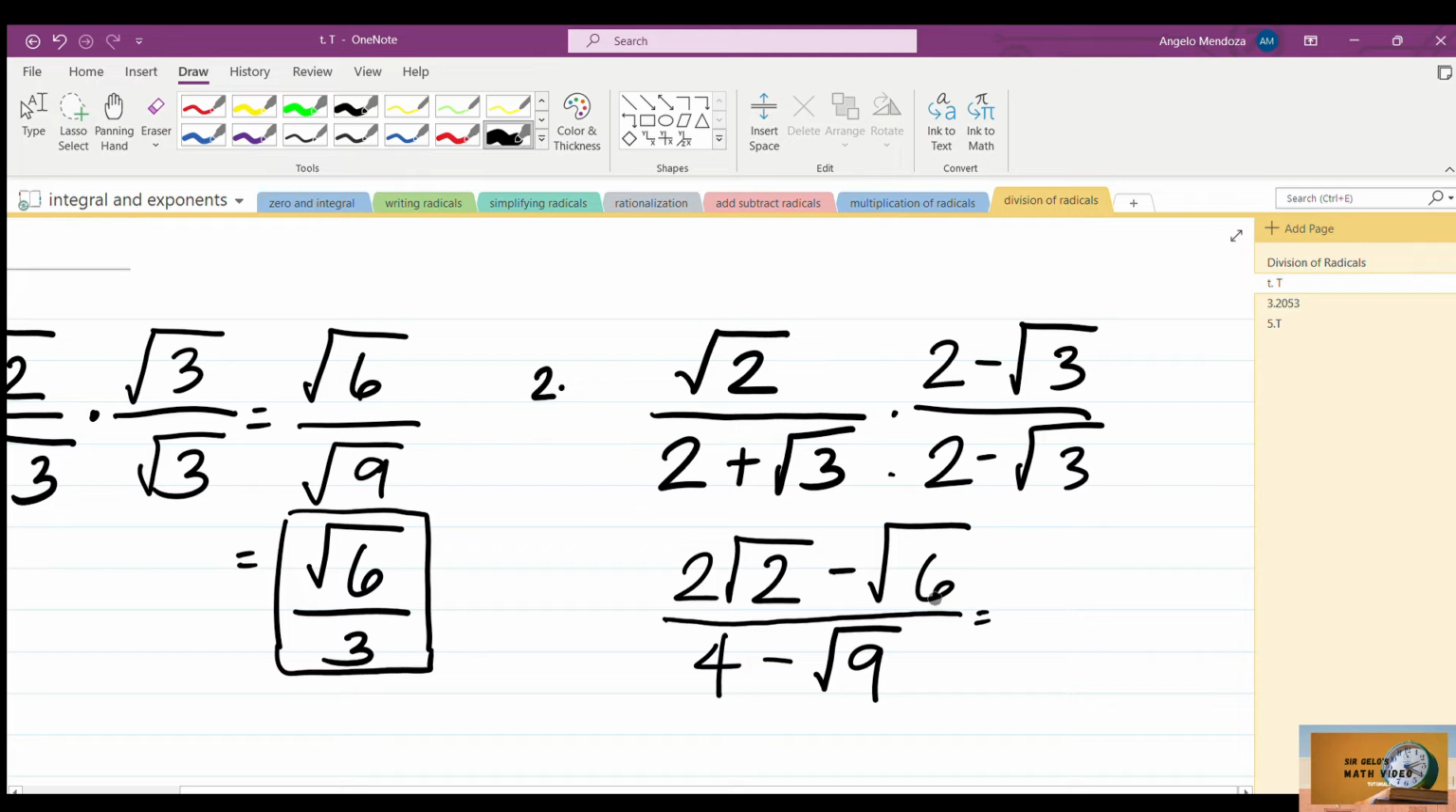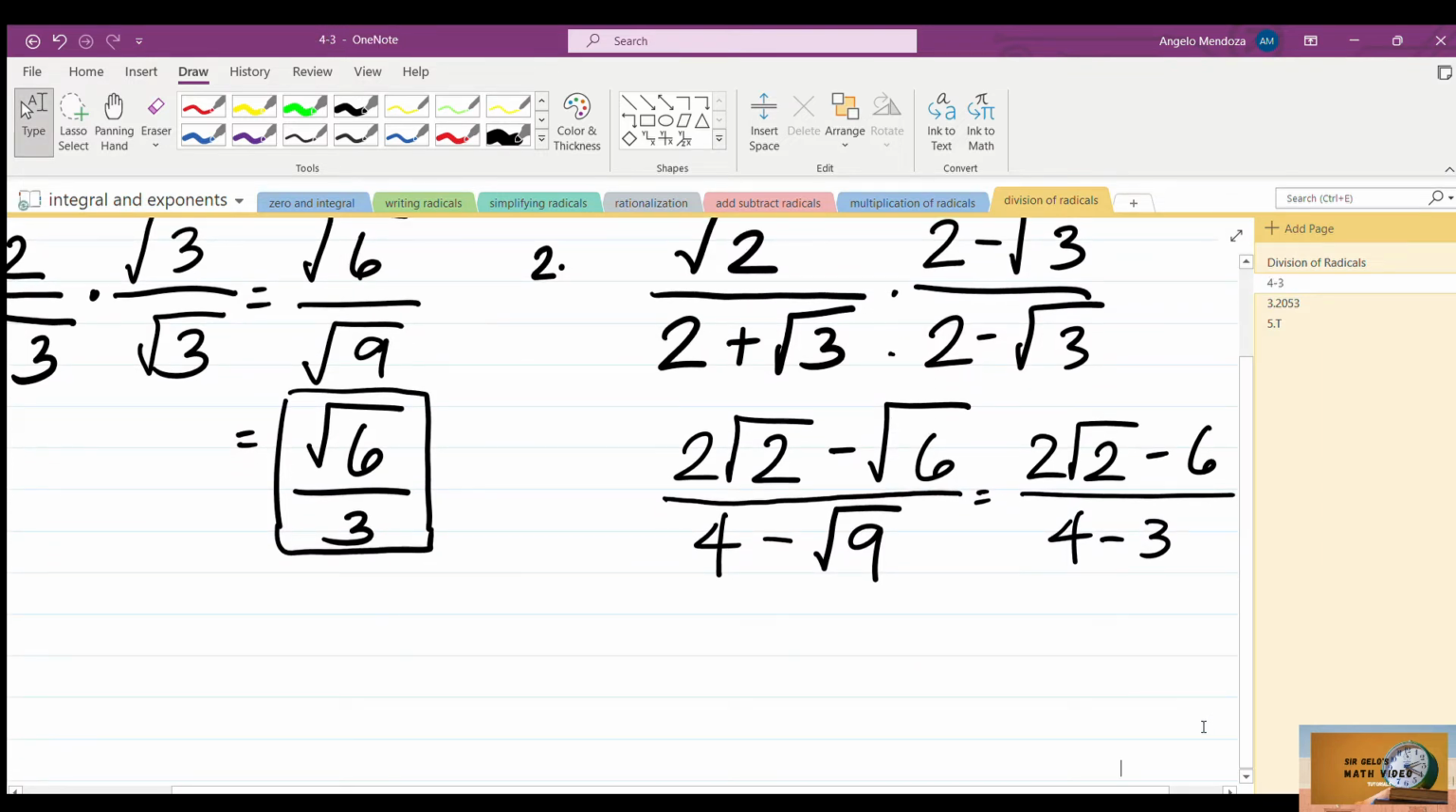So going back to the numerator, you have 2 square root of 2 minus square root of 6, all over 4 minus square root of 9, which is 3. Okay, so just simplify. 4 minus 3, of course, is 1. Any number over 1 is the number itself. So the final answer will be 2 square root of 2 minus square root of 6. Okay? That's the final answer.